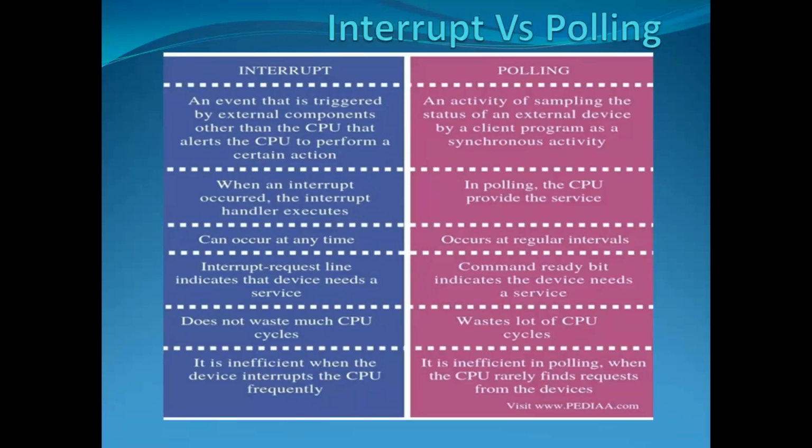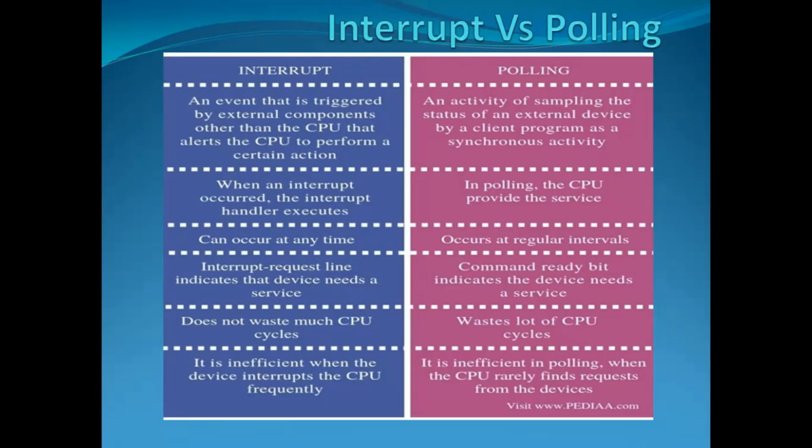We'll see on the screen a table of the differences, in which an interrupt is an event that is triggered by an external component other than the CPU that alerts the CPU to perform a certain task. So whenever the interrupt occurs, the CPU has to stop the current execution and give the control to the requesting device. Whereas in polling, sampling the status of an external device by a client program is a synchronous activity, in which the CPU continuously monitors, and if there is an activity, it will give the control to that device.